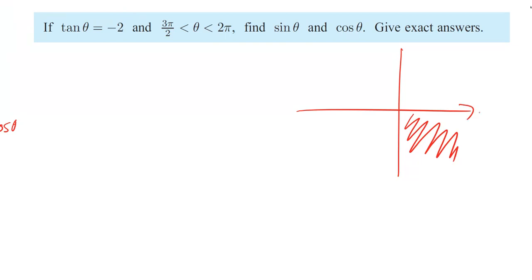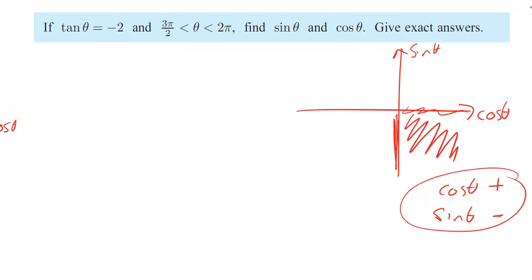Now, if we think again about the cosine of theta axis, well, it's clearly cosine theta will be positive, won't it? We're in the positive axis. But the sine theta, of course, is going to be negative, because if you think of your sine theta axis, we are down here, aren't we? We're negative. So we can already think about that when we get our answers a little bit later on in the question. Okay, so we know that tan theta is -2, and we're going to swap that for sine theta over cosine theta is equal to -2.